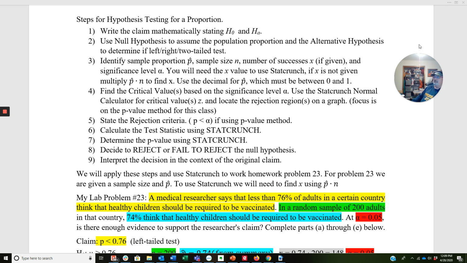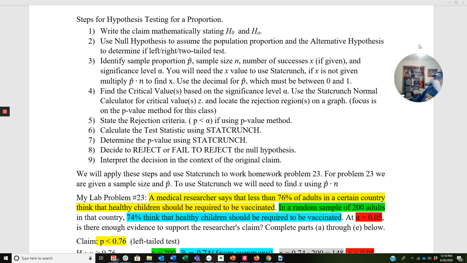Now, we're going to find the critical values based on the significance level alpha, and I think that's what's throwing everybody off. We discussed this in the previous video, both from the chapter 6 work and the chapter 7 work on critical values, but we're going to review that again here. Use the StatCrunch Normal Calculator to find the critical value or values z and locate the rejection regions on a graph. This class focuses on the p-value method.